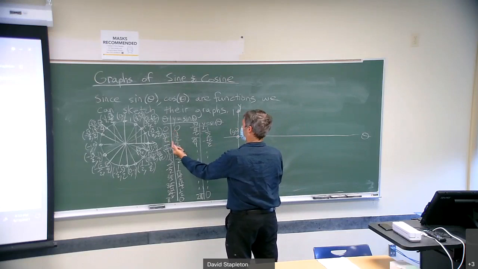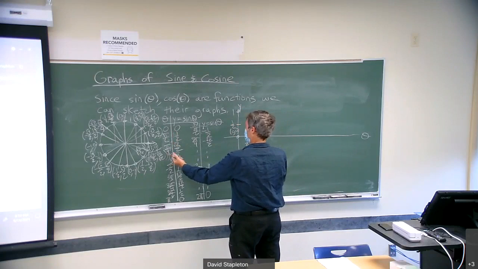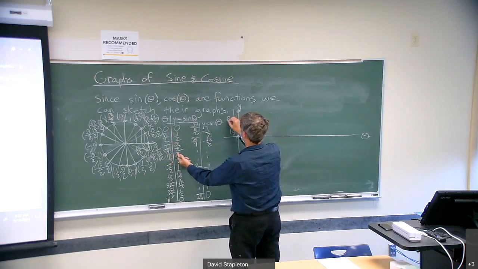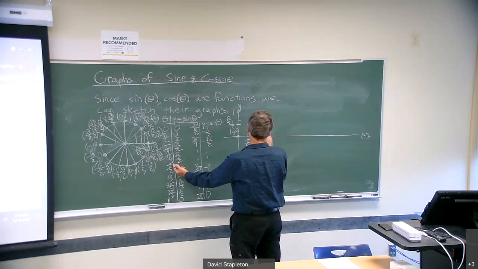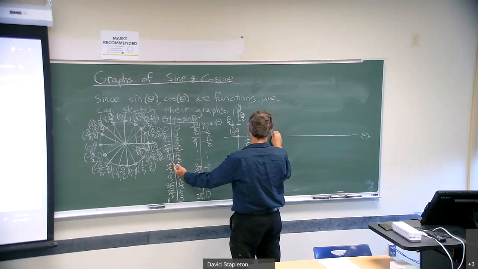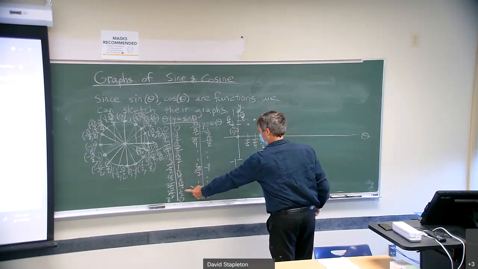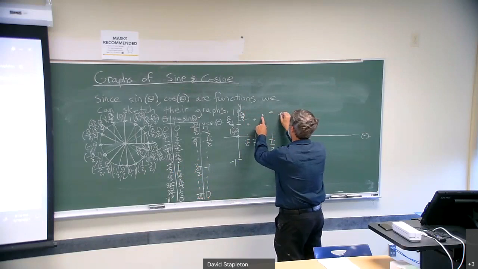Pi over 6, a half, halfway up. Pi over 4, square root of 2 over 2. Pi over 3, square root of 3 over 2. Pi over 2, 1. And then it goes down in the same way, square root of 3 over 2, square root of 2 over 2, 1/2, 0. So it comes down like this.